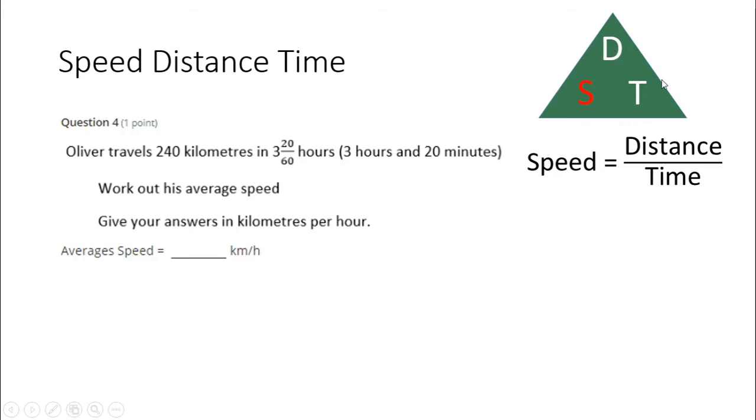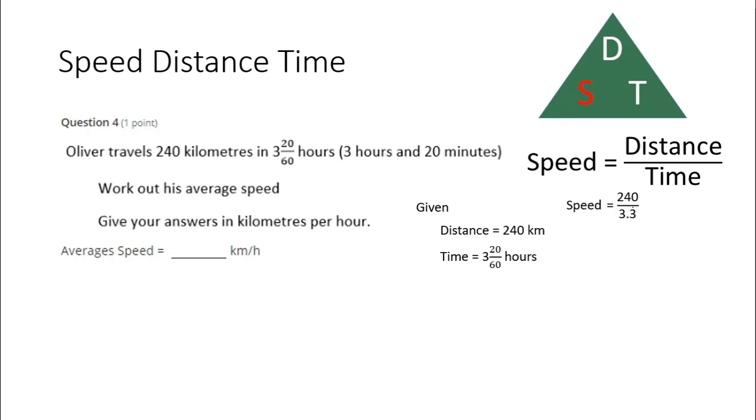Had I wanted to work out what the time was, I would see that distance is over speed, and I would say distance divided by speed. Had I wanted to work out what distance was, I would cover the d and I'd see that speed is next to time, and that you need to remember is multiply. We're working out the speed here, distance over time, given that the distance was 240 kilometers and the time was 3 and 20/60ths of an hour. We can just go ahead and do that division.